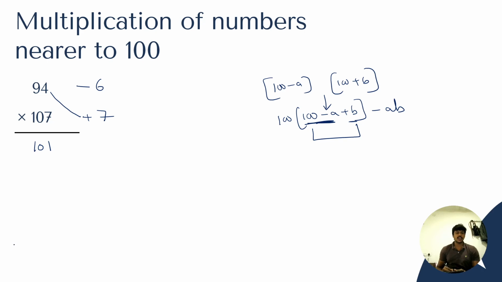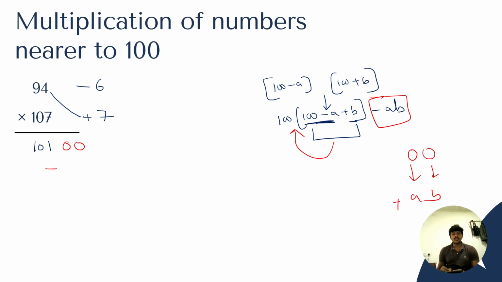Now the question comes. If it is plus AB, we know that the last two zeros are going to get replaced by AB because we are adding. But as we are subtracting here, you should not do that. What you have to do is first multiply with 100. That means simply add two zeros, then do minus AB. Minus AB means 6 into 7, that is 42. This will give you your exact answer: 8, 9 minus 4 is 5, and this is 0, 0, 1. This will be your final answer.